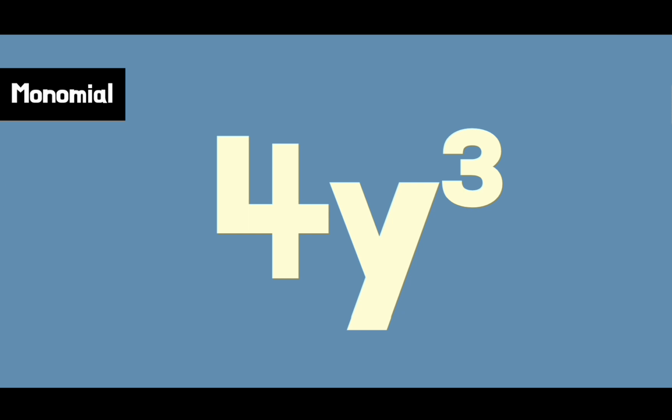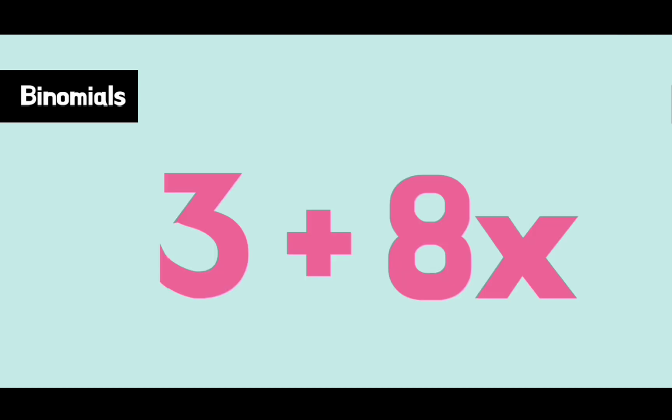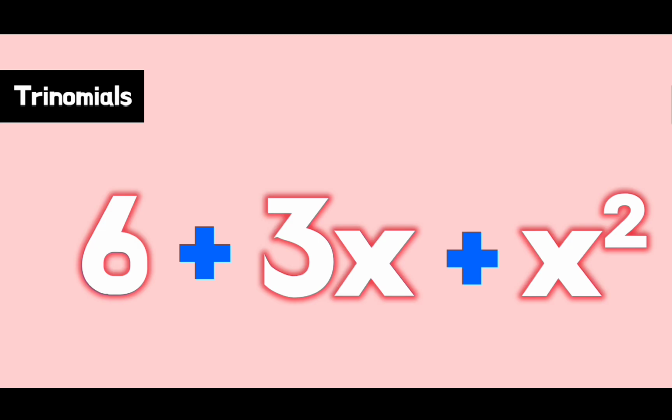Then, some polynomials have special names. A monomial, for instance, is just a polynomial with only one term. So the y you see here is a monomial, it has only one term. Same goes for this negative 3x and that 4y cube. Binomials are polynomials with two terms, like 3 plus 8x. And trinomials like 6 plus 3x plus x square have three terms.